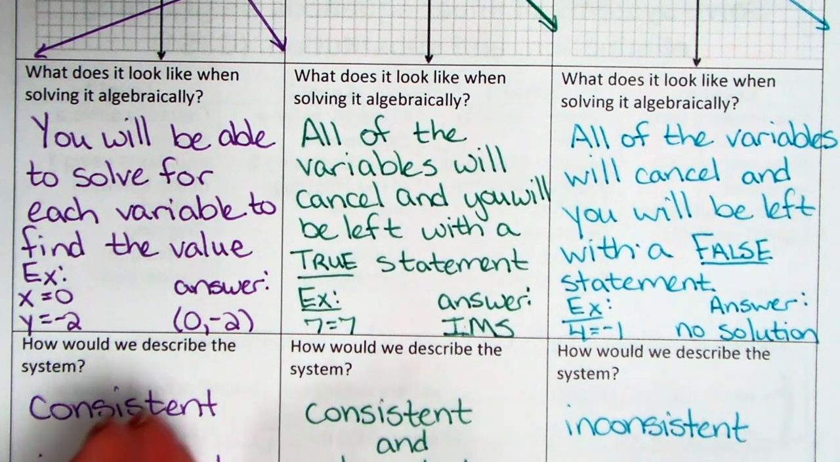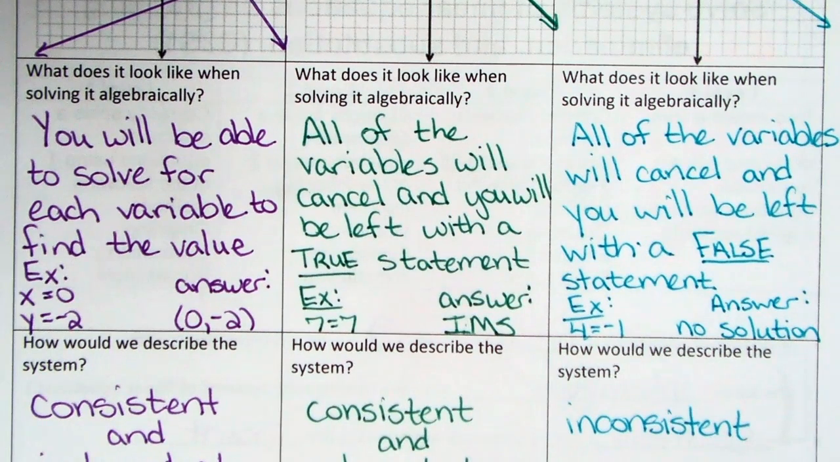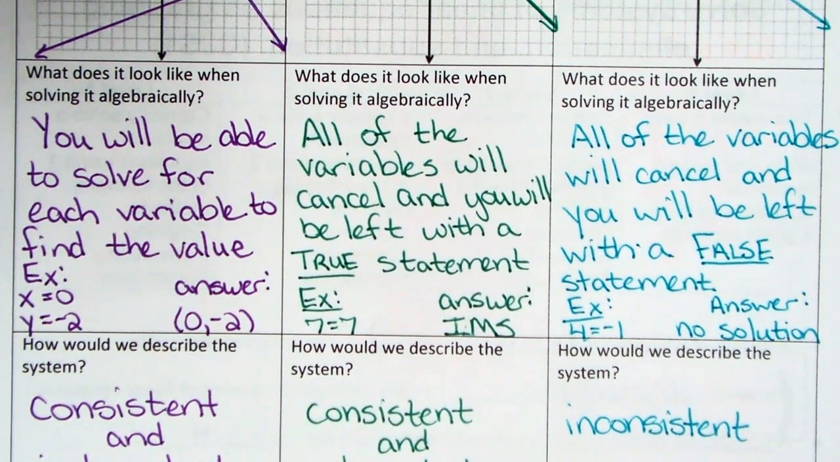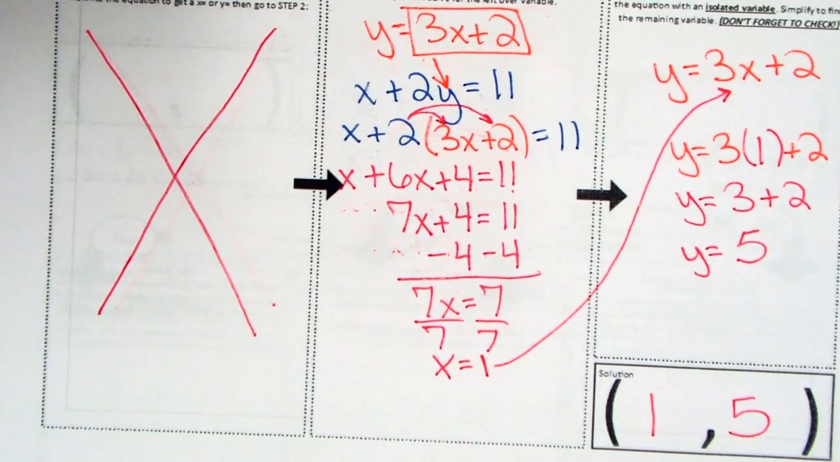But they all still fall under those three descriptions of solutions. There's one solution, which we call consistent and independent, infinitely many solutions, which we call consistent and dependent, and finally no solution, which we call inconsistent. So if you haven't finished copying this already, pause the video so that you can finish copying. And let's take a look at another substitution problem.